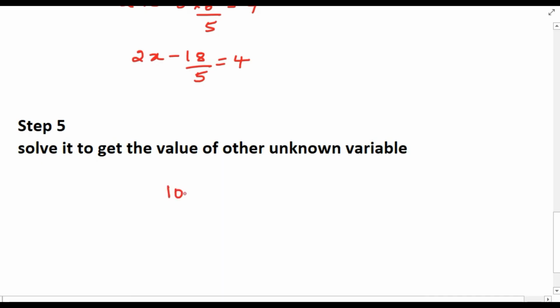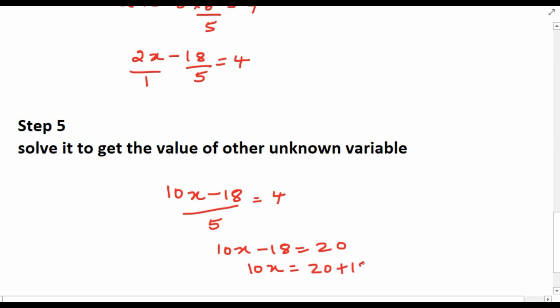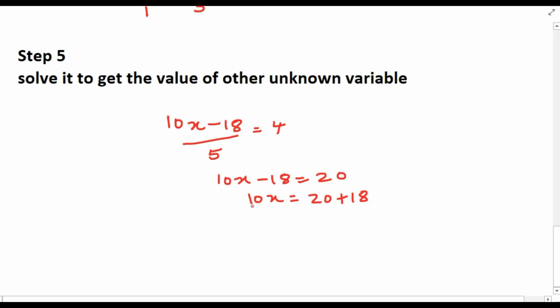You have to take the LCM. 10x minus 18 by 5 equal to 4. How did I get 10x? We have to take the LCM. Here the denominator is 1. So 5 2s are 10x minus 18 by 5 equal to 4. So again 10x minus 18 equal to 4 5s are 20. Now 10x equal to 20 plus 18. So x is equal to 38 by 10, or I can write x is equal to 19 by 5. If you simplify with 2, you will get 19 by 5.